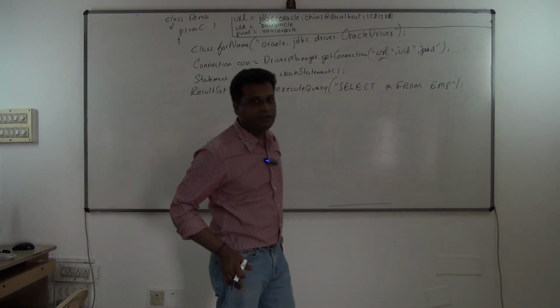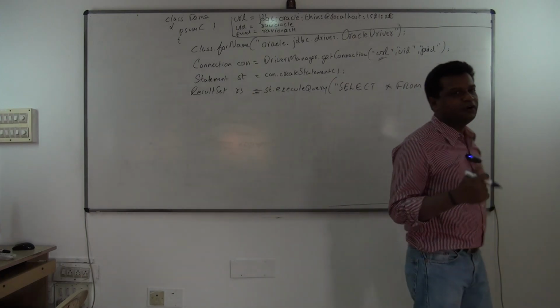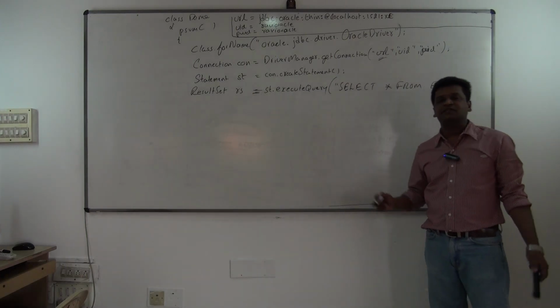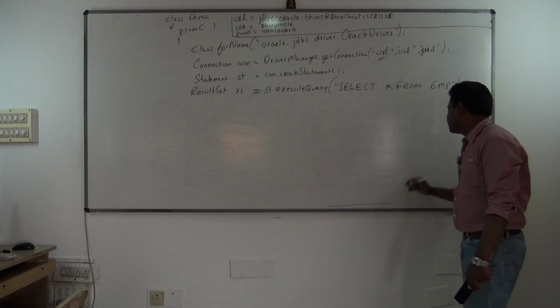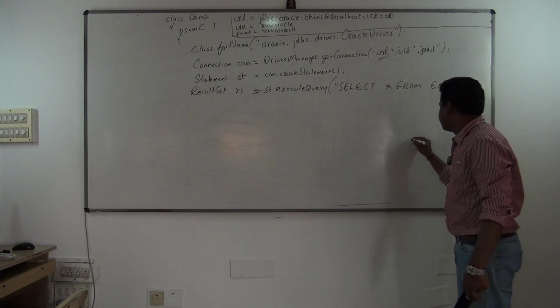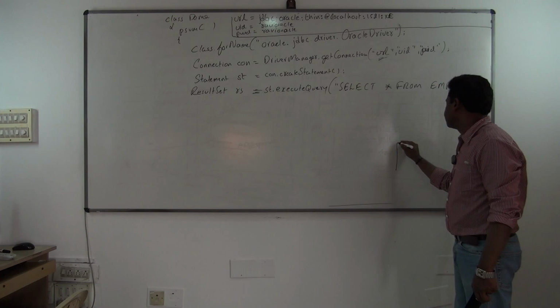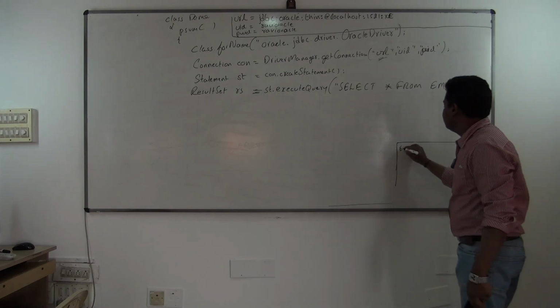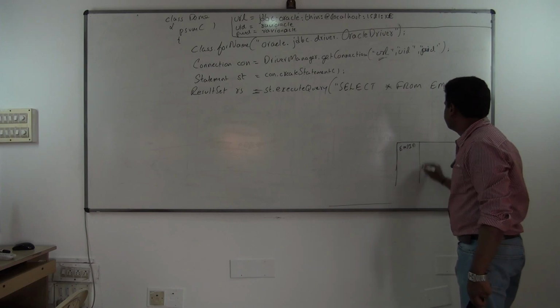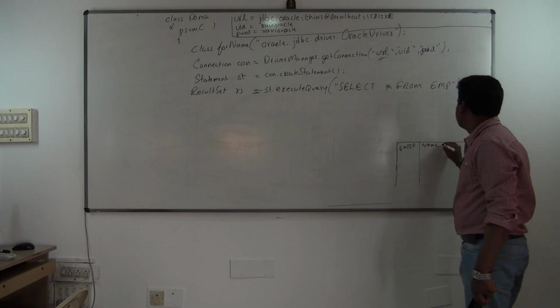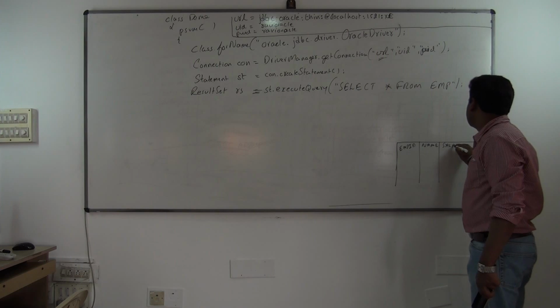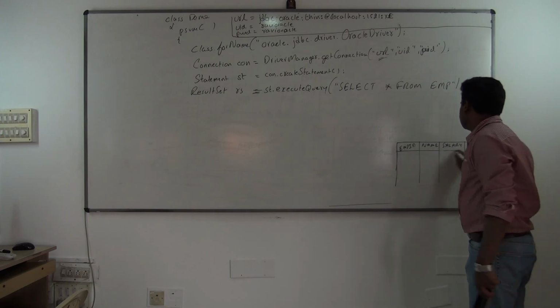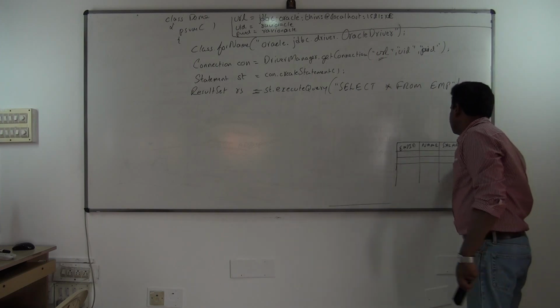You got connected to the database, retrieved the values, and all these values are present in your Java program. Right now, see this, this was the table: employee ID, name, salary. This is your table now, and in this we have values.